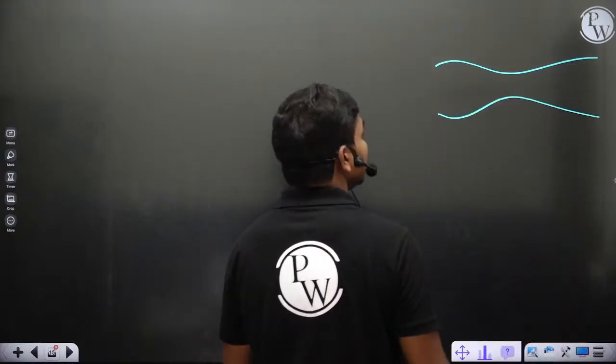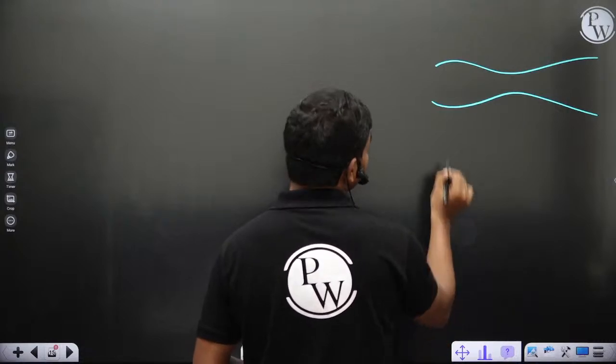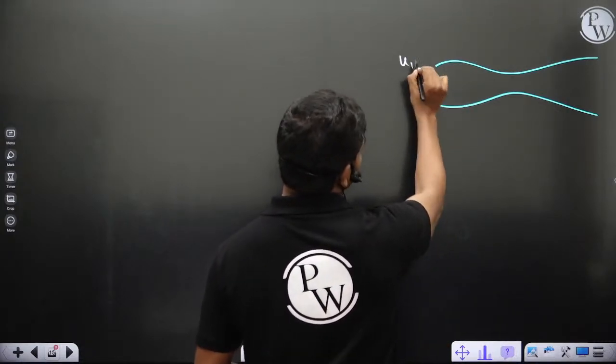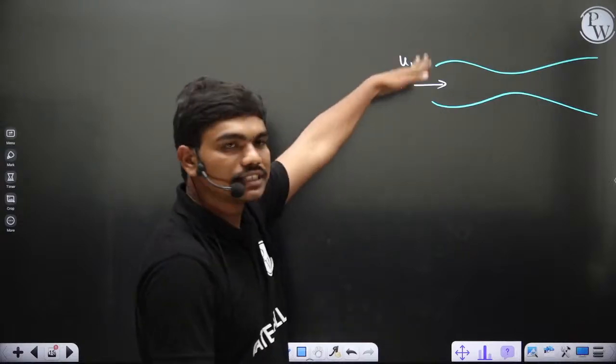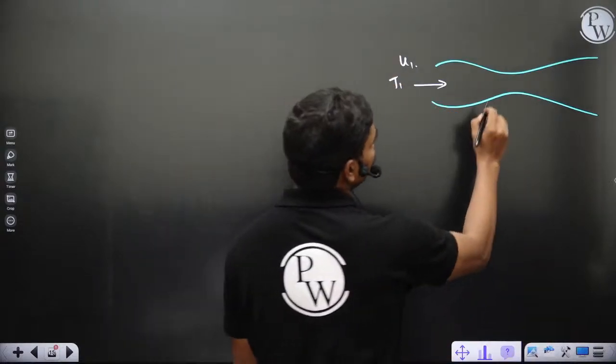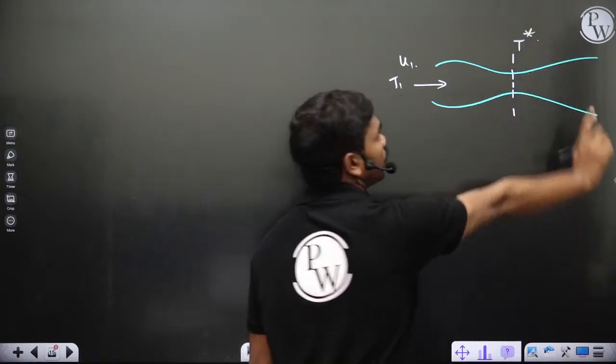Okay, so this is a converging and diverging nozzle. If this is a converging-diverging nozzle, let's say I told you fluid is coming in with some velocity U1 and temperature T1, for example. If there is some fluid coming at U1 and temperature T1, and you want to calculate what this T star is. What is this T star?